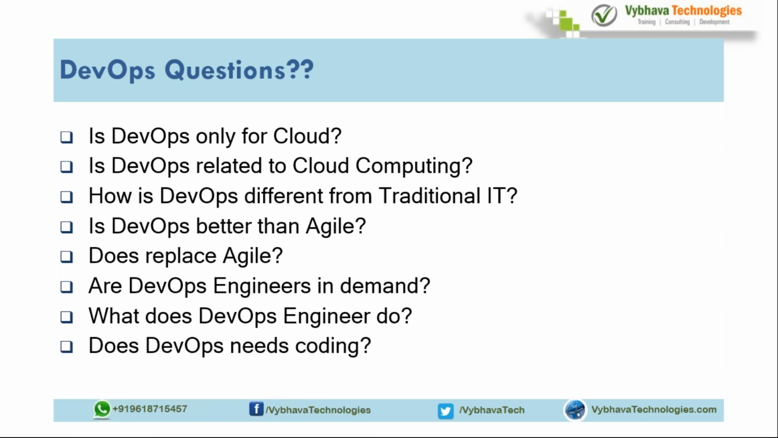DevOps needs coding. It is not 100%, but definitely we need to code. Coding always helps to automate faster, and delivery will be faster. For example, you are working on server configuration. Server installation and configuration by manual action for one particular machine takes, let's say, 4 hours. If you do everything with automation, it will take 5 minutes. So that process you need to understand and develop.